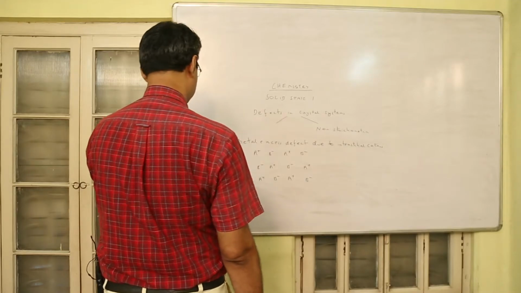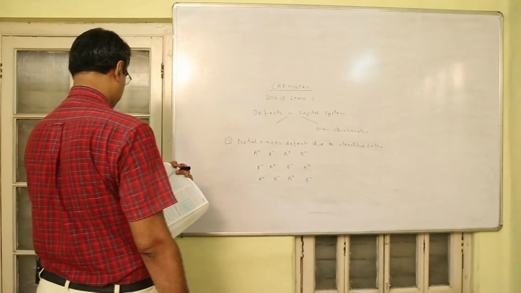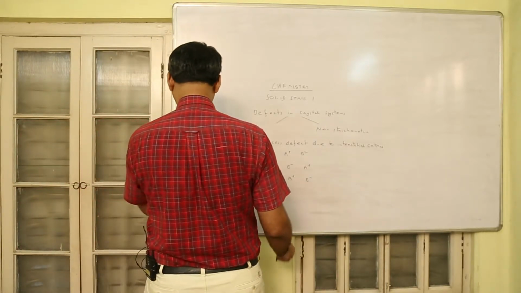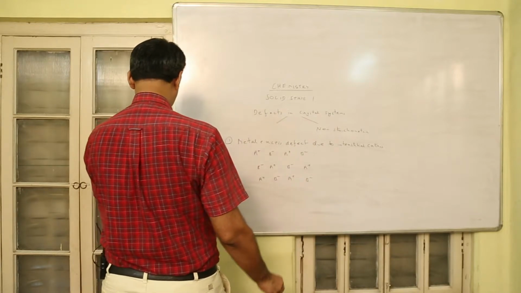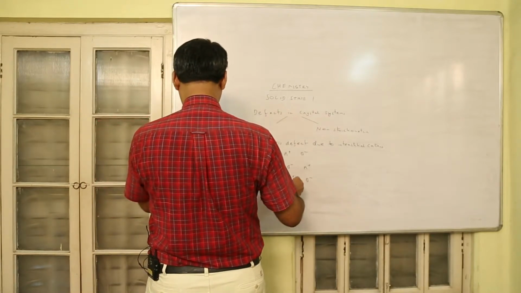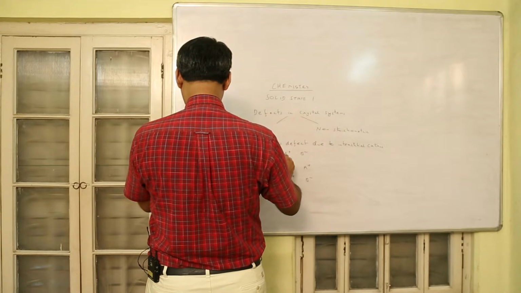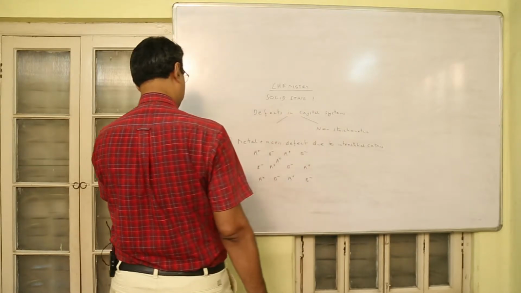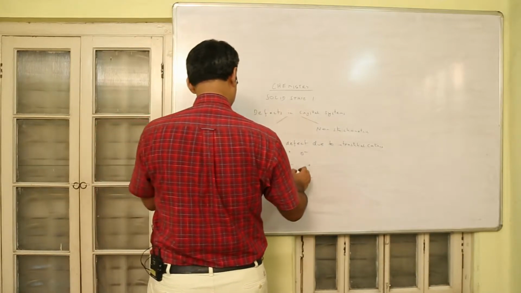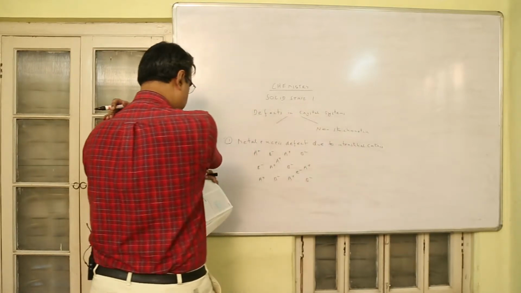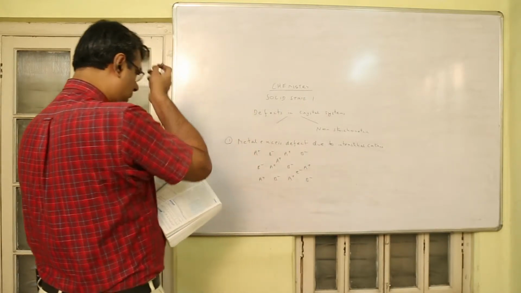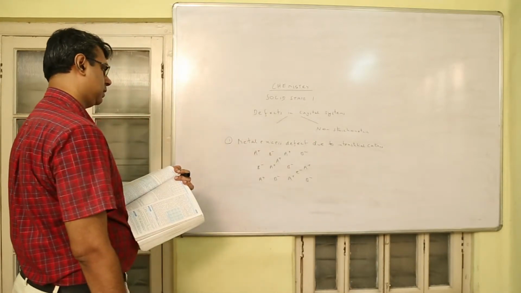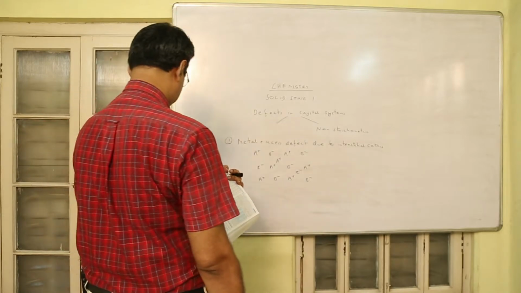So suppose this is the crystalline structure. Let us say that a cation is in the interstitial position and an electron is somewhere else in another interstitial position. So this is called metal excess defect due to interstitial cations.